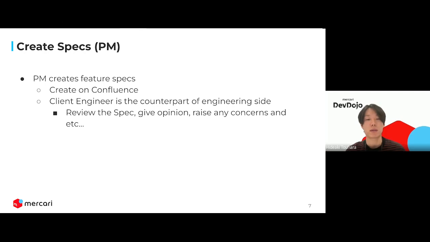The first here is creating specs. Generally speaking, PMs are in charge of doing this. And most people use Confluence to create specs. At this point, client engineers are the sort of counterparts to the PMs on the engineering side. So they might share their opinions. They might review it if the document is already done, raise any concerns, share thoughts.